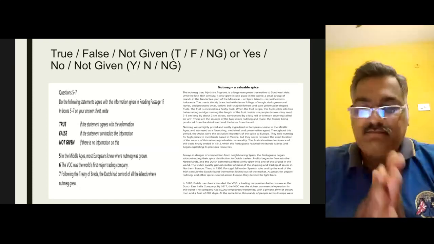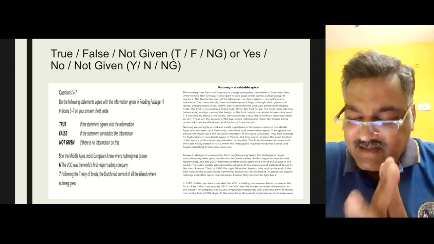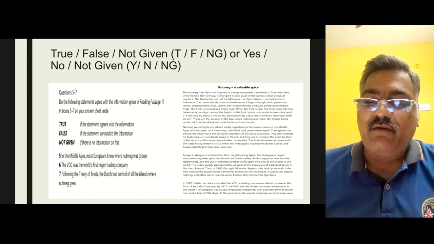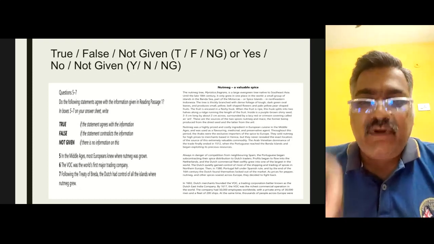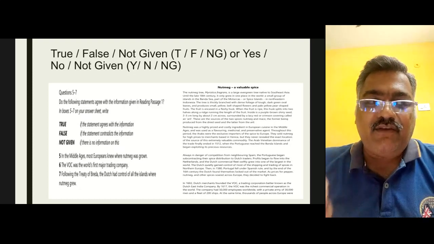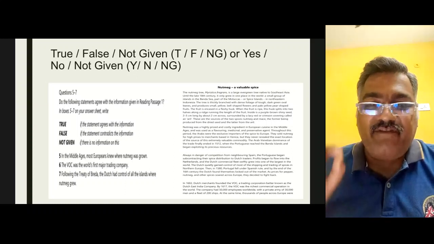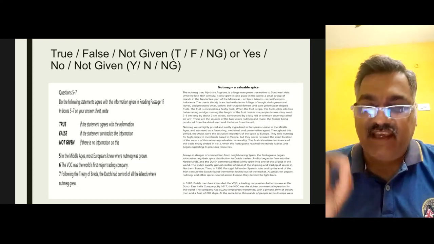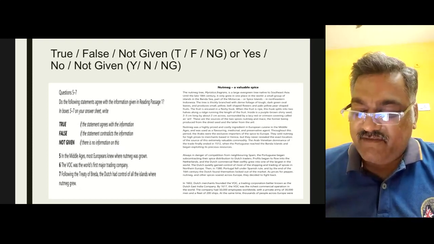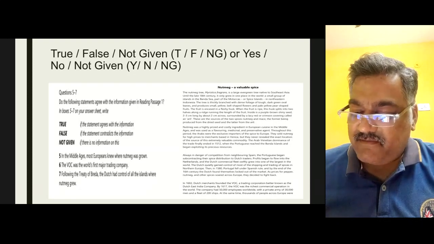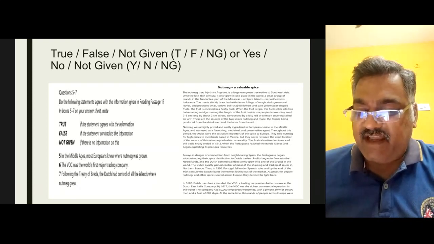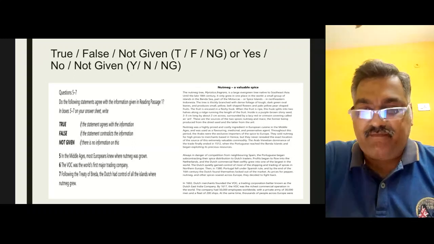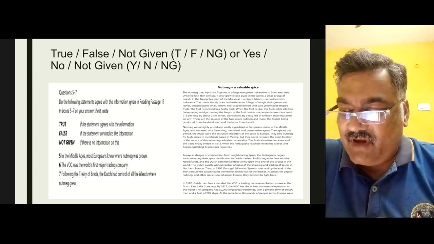Okay. Now, in all these questions, what we are reading or trying to understand is how IELTS reading works. You need to remember to identify the keywords. Okay, you need to identify the keywords. For example, in this statement for question 5, in the Middle Ages, most Europeans knew where nutmeg was grown. That's the statement given.